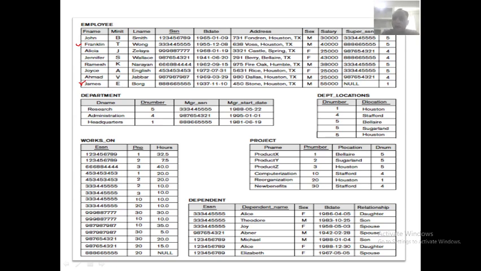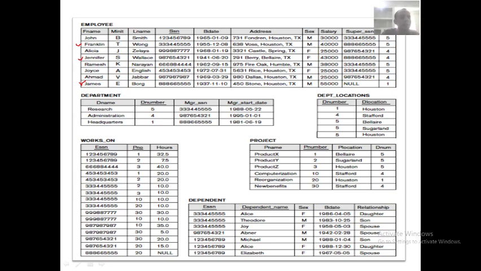Okay, then who is 987654321? 987, this person is also a supervisor. Like this, if you go with this, you will come to know. Okay, this side then 333 is also done, and this is also 333. Now see, these three are the supervisors in this table.